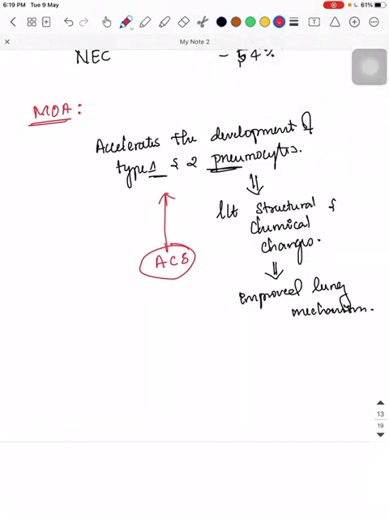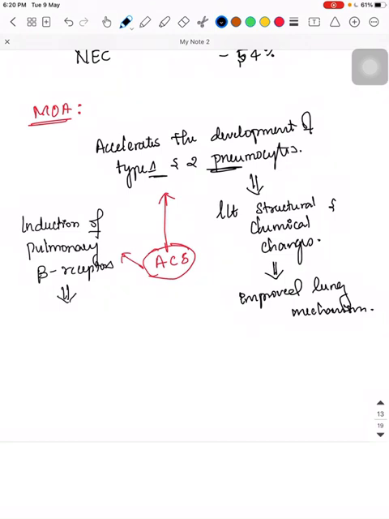The next one is the induction of pulmonary beta receptors, which in turn leads to surfactant release. This also causes induction of fetal lung antioxidant.